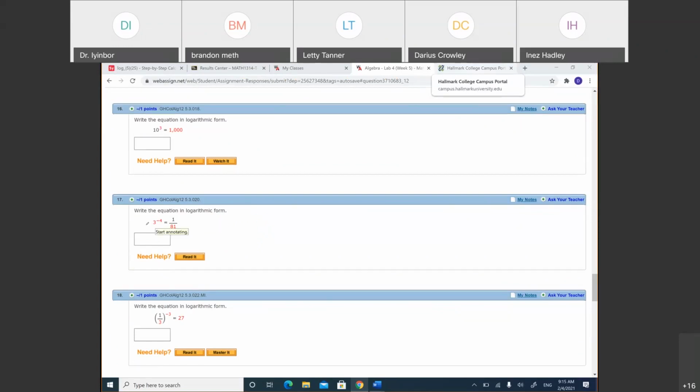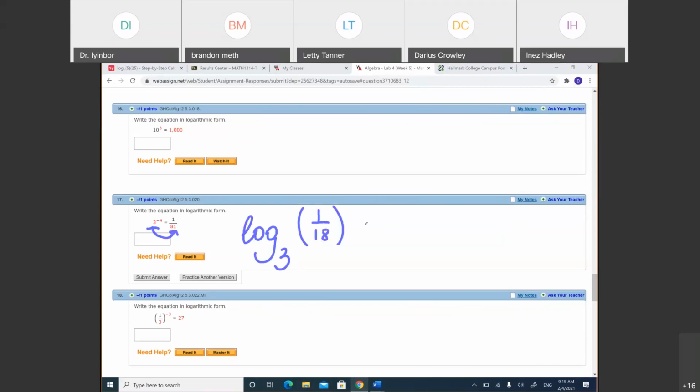So I'm going to write logarithm. What is the base? 3. Okay. What is going to go after 3? 1 over 81. Okay. And then that equals, what does it equal? -4, whatever the number is.